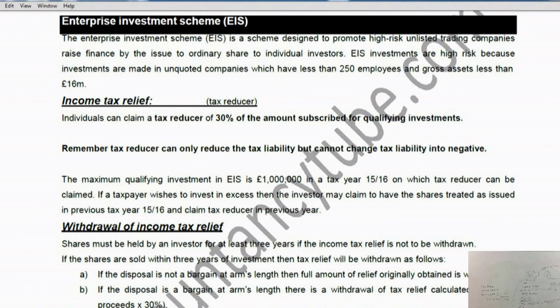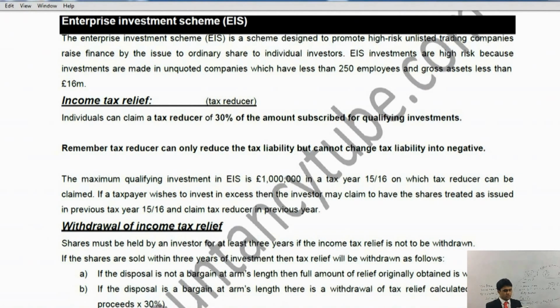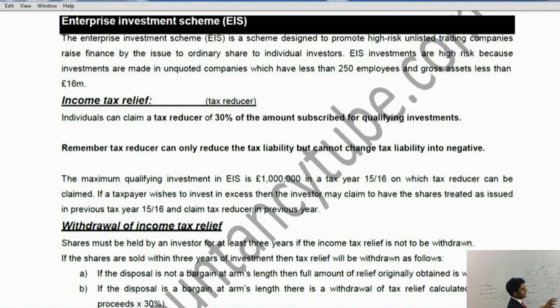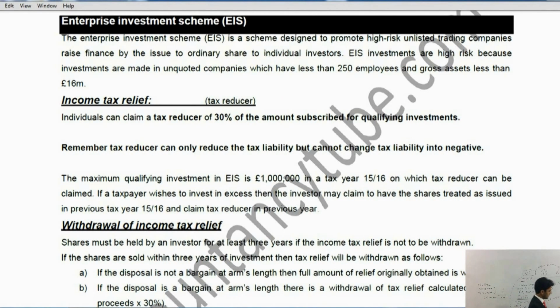Alright? Remember, again it says, remember, tax reducers can only reduce the tax liability to zero, but it cannot go into negative. So whatever your final tax liability is, and after putting the tax reducers, it can only make your final tax liability to zero. It cannot go into negative, and it is not repayable. Just like the dividends I told you from in the earlier lessons, if you remember.